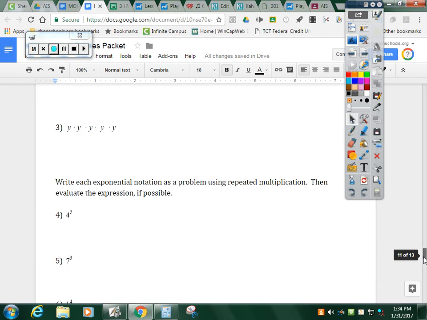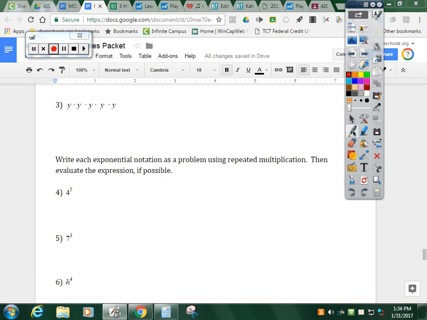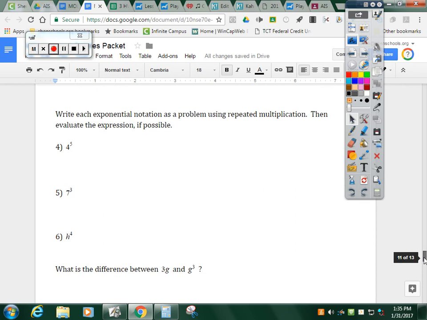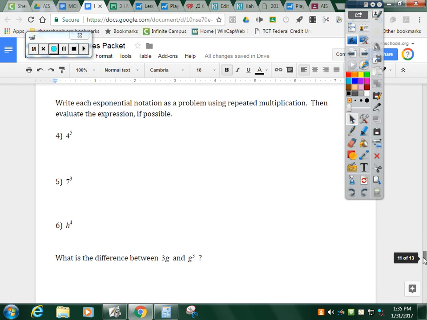Okay, this one is going to be y to the 5th power. And we cannot evaluate this expression because we don't know the value of y. Okay, so we're going to scroll down. Okay, write each exponential notation as a problem using repeated multiplication. Then evaluate it. Okay, so this is 4 to the 5th power. That means this base number repeats 5 times.